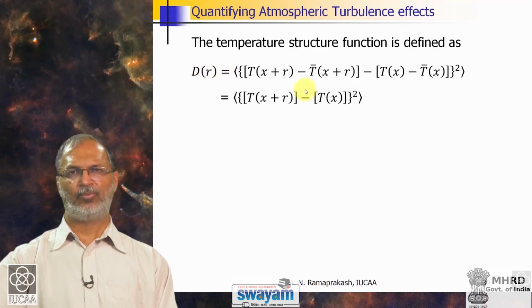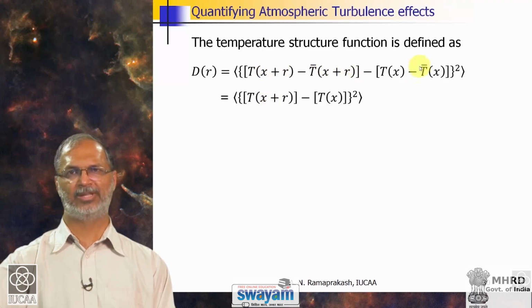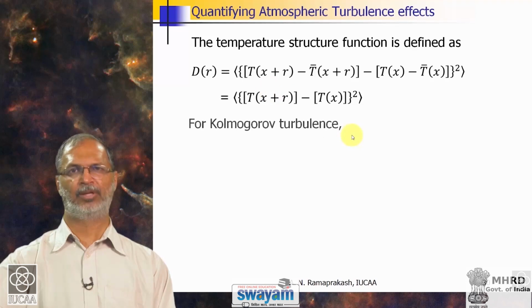And very often in a particular region of the sky, the mean temperature at two locations over a large area would be approximately the same, which means that the mean values just cancel out, and this deviation is just the difference between the temperatures at those two locations squared and averaged over many such patches. So, this is clearly a function of r.